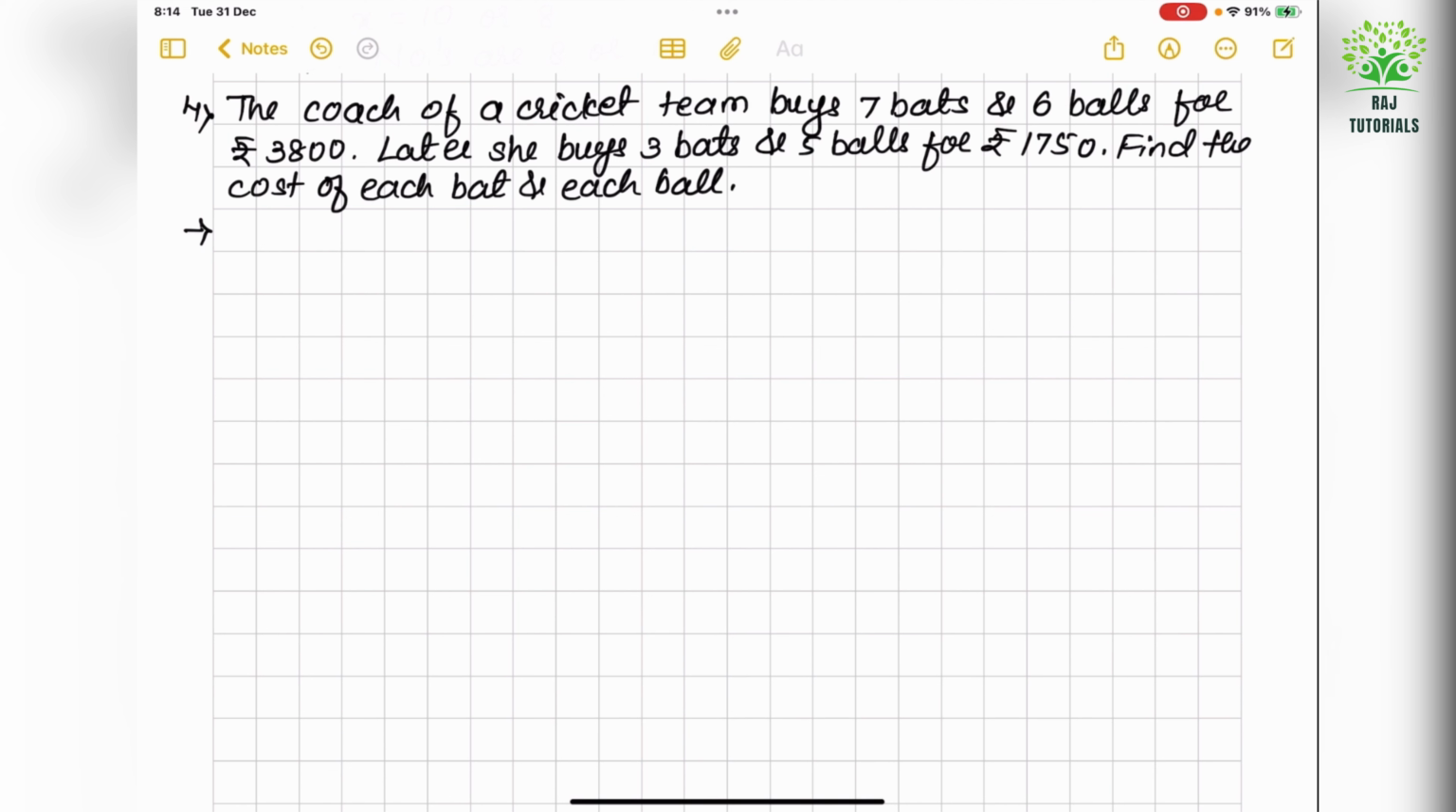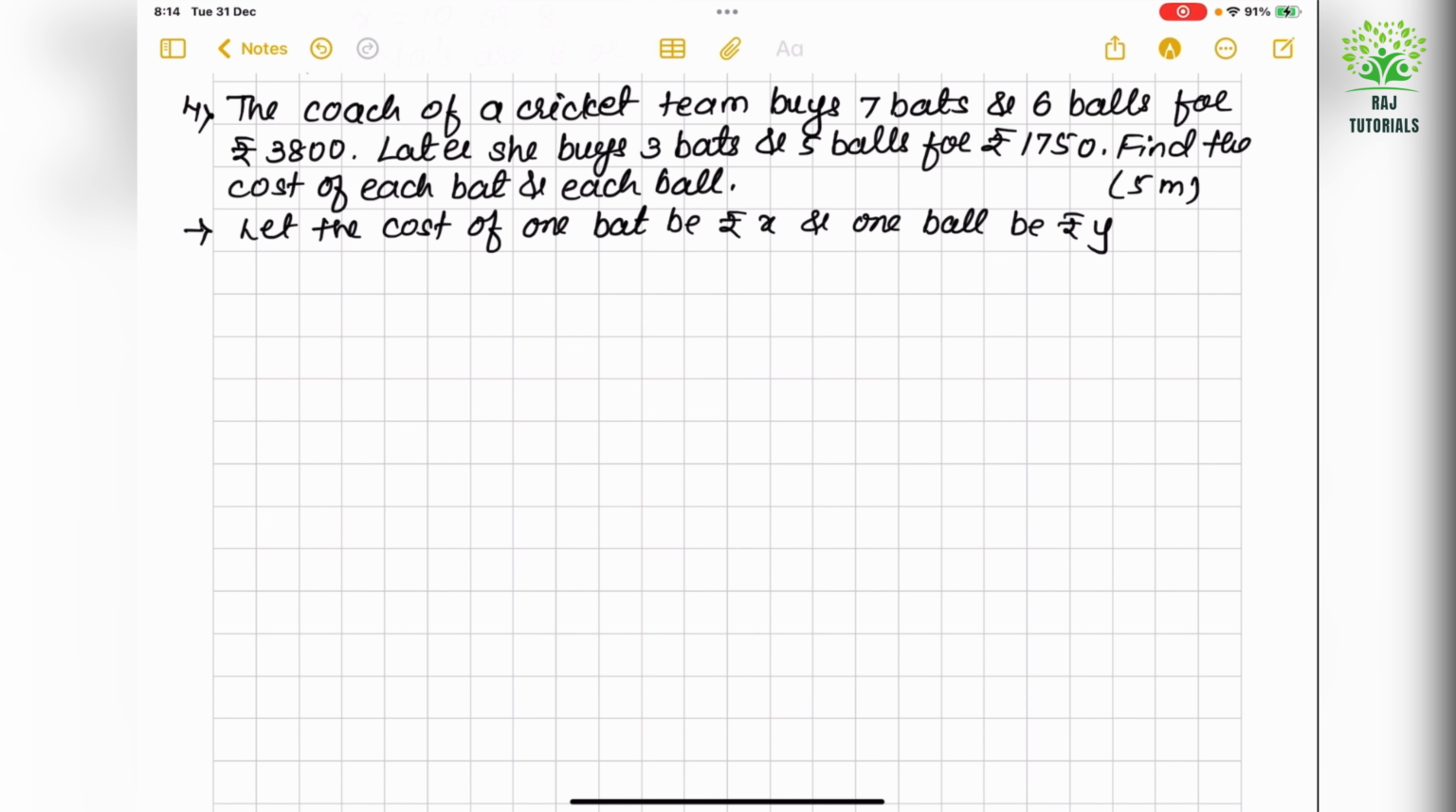Now next question says the coach of a cricket team buys 7 bats and 6 balls for rupees 3800. Later she buys 3 bats and 5 balls for rupees 1750. Find the cost of each bat and each ball. This is a 5-mark question. So let the cost of one bat be rupees x and one ball be rupees y.